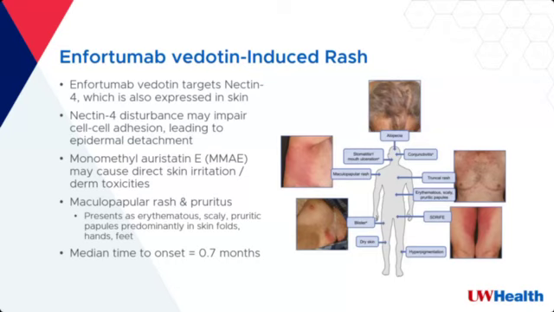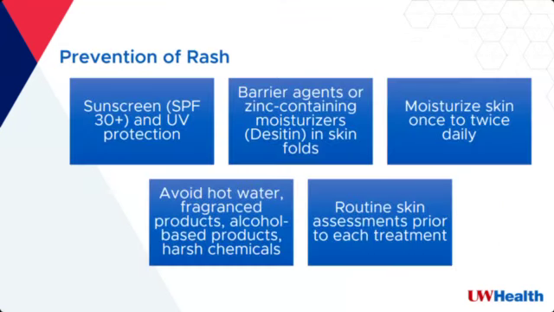Typically, this rash is a maculopapular rash and can have some pruritus as well. It presents as erythematous, scaly, pruritic papules, and it's predominantly located in the skin folds, hands, and the feet. Typically, we will see this within the first month of treatment. The key to this rash is prevention and minimizing risk up front.